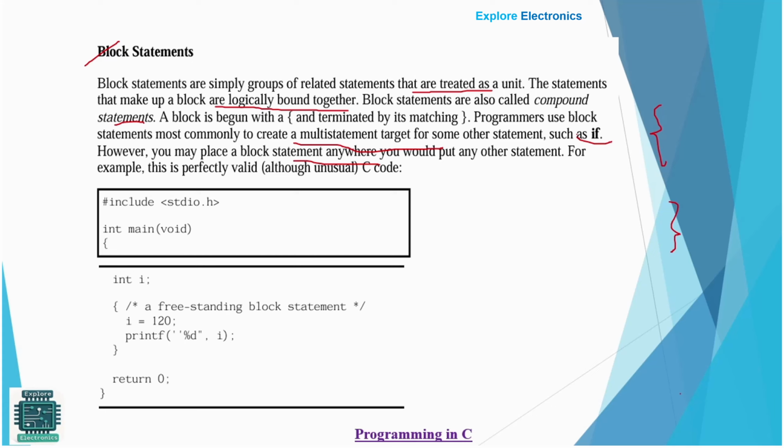For example, this is perfectly valid although unusual C code. Right? Here you can see a statement, a block statement, one block and four block. A freestanding block statement. Okay, this is called a block statement.